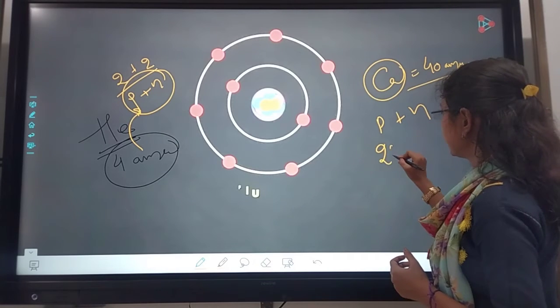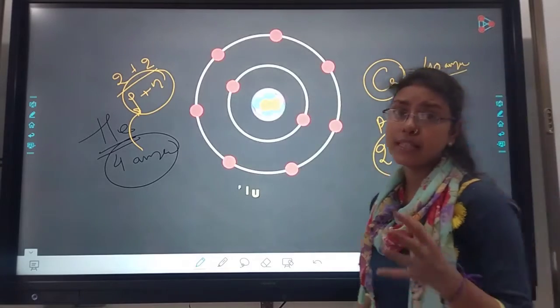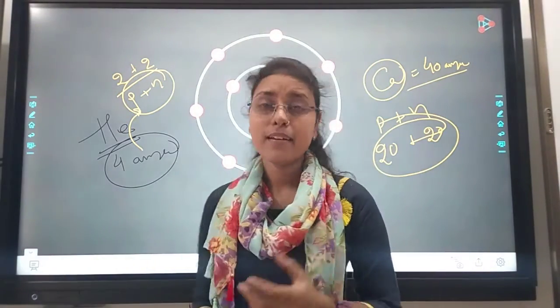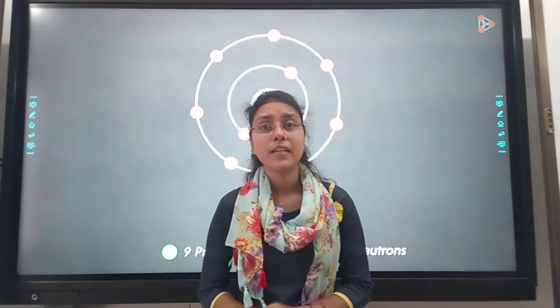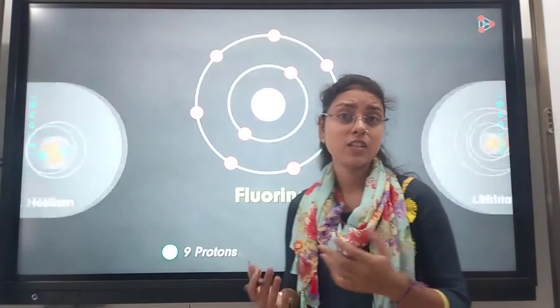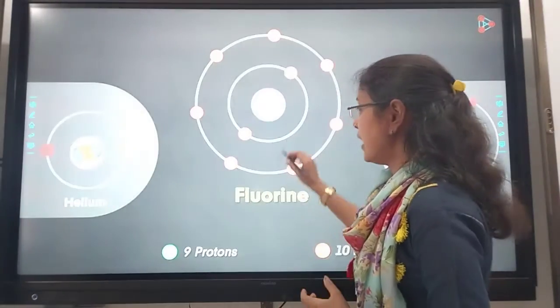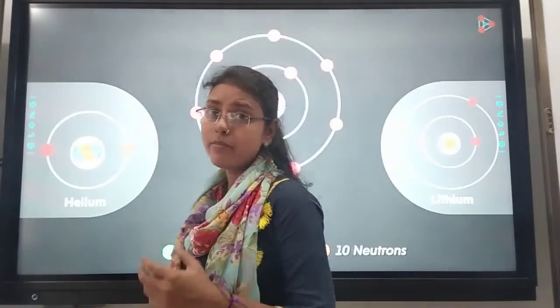Number of proton is 20 and number of neutron is 20. So the overall mass is nothing but 40, right? Similarly, now let us consider an example like fluorine. In this case, the number of proton is not equal to the number of neutron, unlike elements like helium or lithium. Okay, so what will happen in this case?